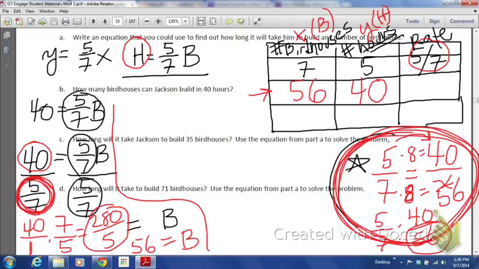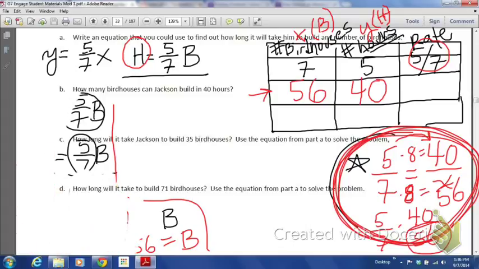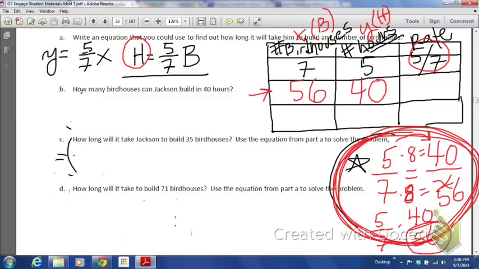Now, even though I've written all over here, I'll read the next question from another source. How long will it take Jackson to build 35 birdhouses? Okay, 35 birdhouses. Hopefully you have all this written down. If you don't have all of this written down, you can write it in your binder or on another piece of paper. Pause this if you want. You can write all that down, because I am going to erase it now. I'm going to erase this big mess here, and get rid of this too.